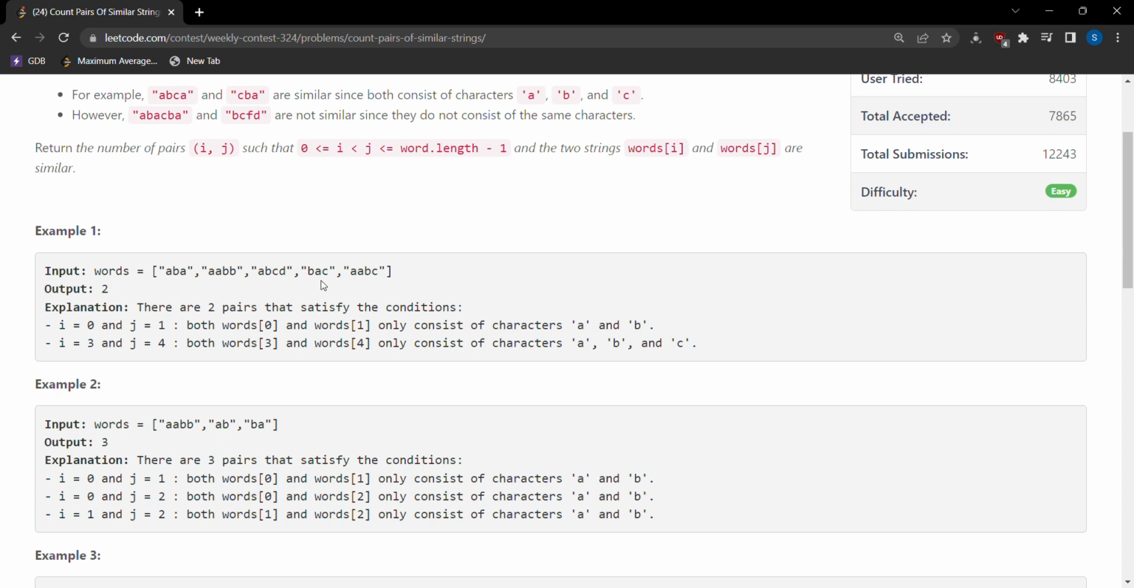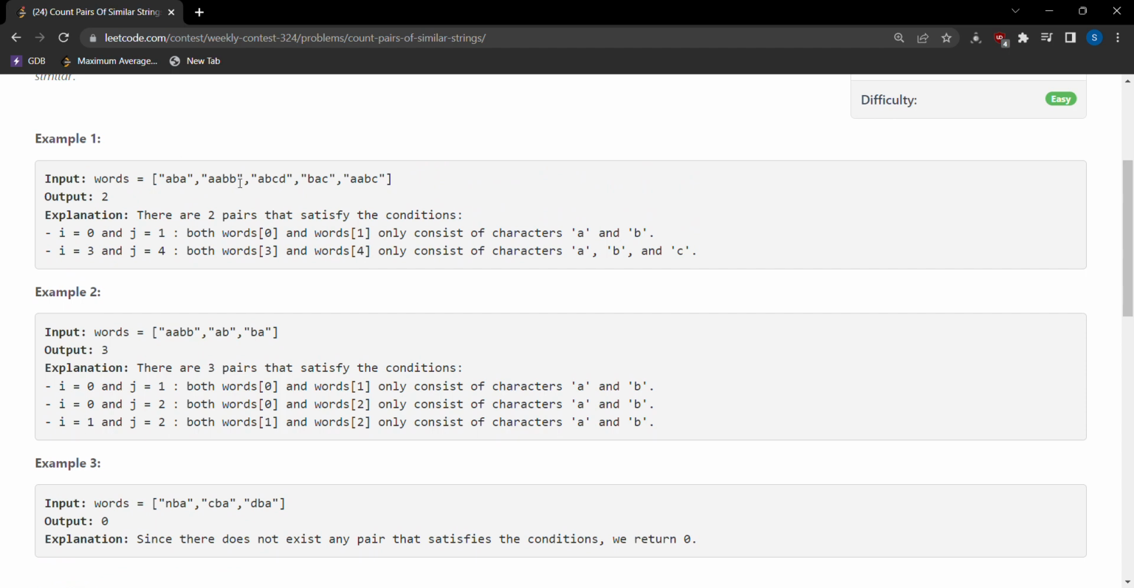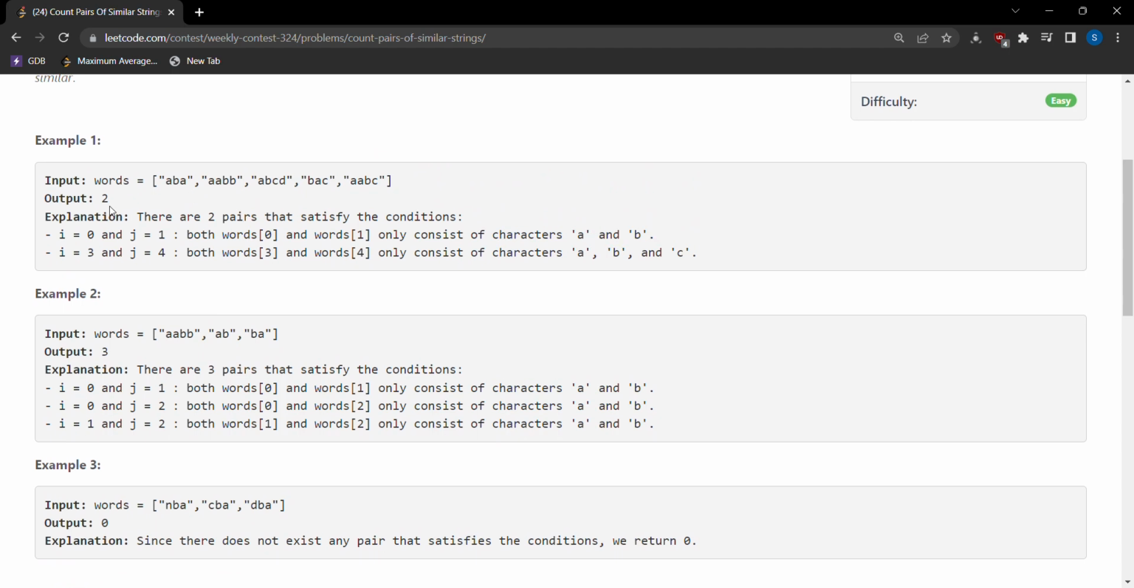Now let's jump to the fourth word, that is BAC. Clearly it is not similar to any of the previous strings. Now we will see the last word, that is AABC. Now this one has a letter A, a letter B and a letter C. If you go back a little, you'll see that BAC also has three letters, which are A, B and C, and this one also has A, B and C. Hence we can conclude that both of these strings are similar. That's what is given in this question. The first two strings are similar and these two strings are similar. Hence we found two different pairs that are similar. So the answer for this particular example is 2.